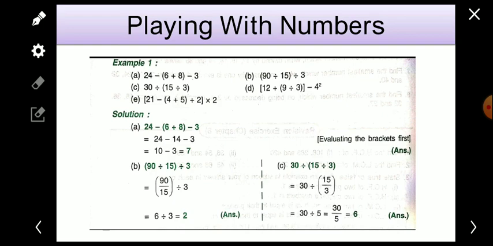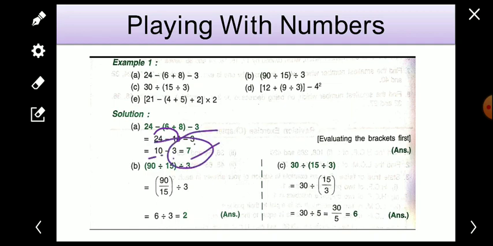Suppose this is the example in question number A. In this you can see that an expression is there inside the bracket, 6 plus 8. So at first we will solve that. Means if the question contains a bracket, then we will solve that first. Here, 24 minus (6 plus 8) minus 3, we will solve 6 plus 8 at first because it is inside the bracket. So 24 minus 14 minus 3, then 24 minus 14 is 10, and then 10 minus 3 is equal to 7. So we have got how to solve the questions containing brackets.